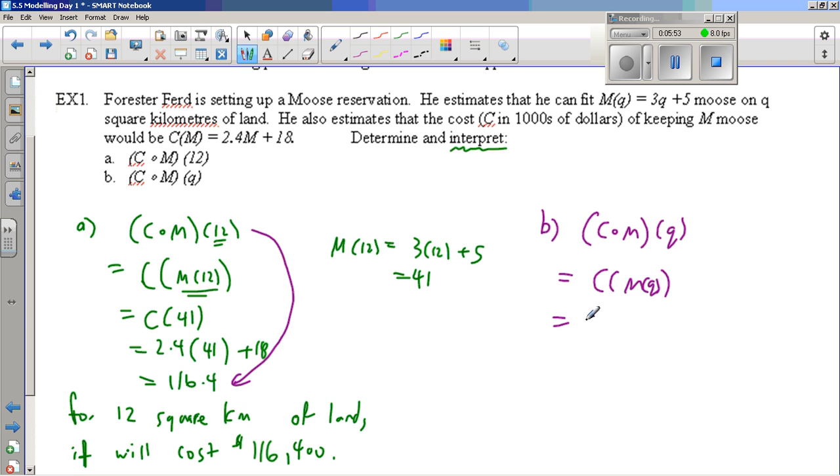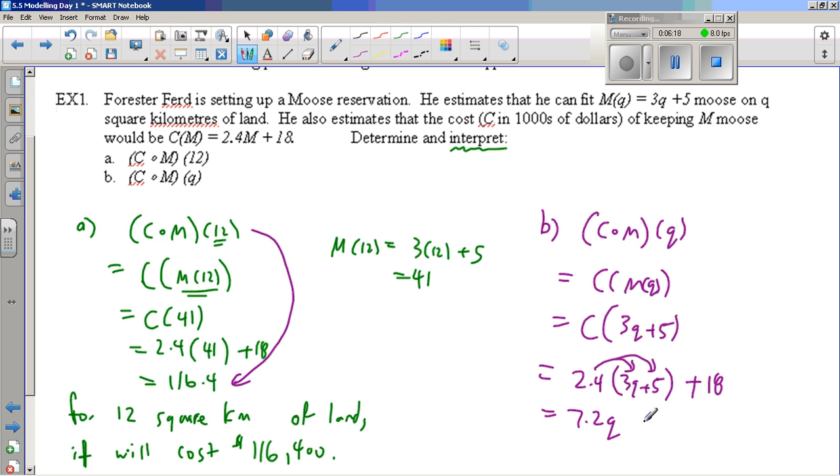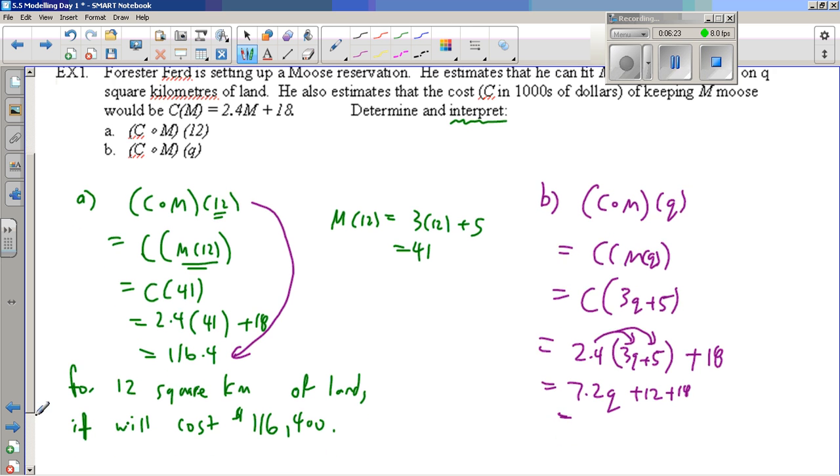So I've got C at M at Q, and M at Q is 3Q plus 5. And in the cost function, where I had 2.4 M plus 18, instead I have this thing. And then now I'm going to distribute the 2.4 through there, and I get 7.2 Q plus 12 plus 18 equals 7.2 Q plus 30, and that's the skip function.